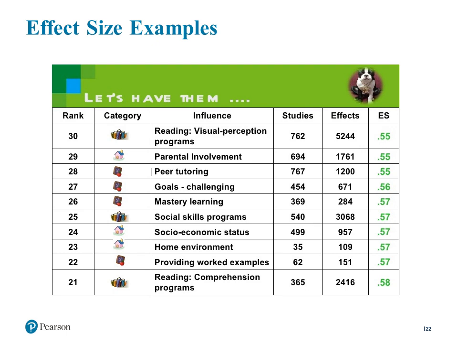Here are some examples of practices, programs, or interventions that have been found to have medium effect sizes through meta-analysis. For example, when a meta-analysis was used to evaluate social skills programs, a medium effect size of 0.57 was found.